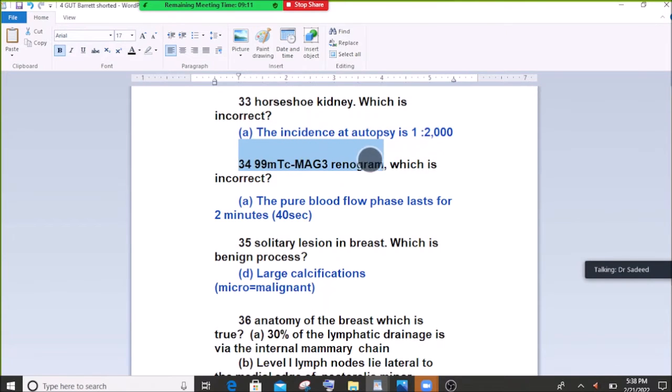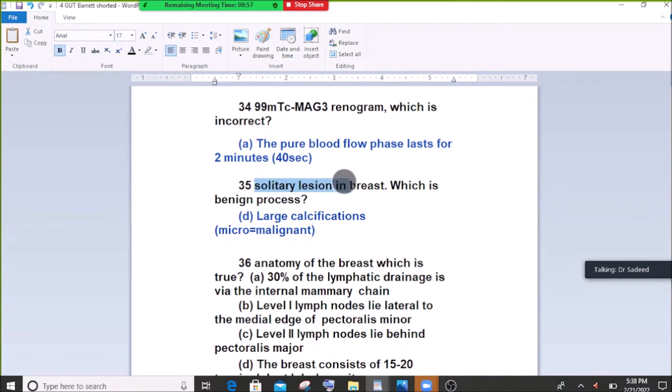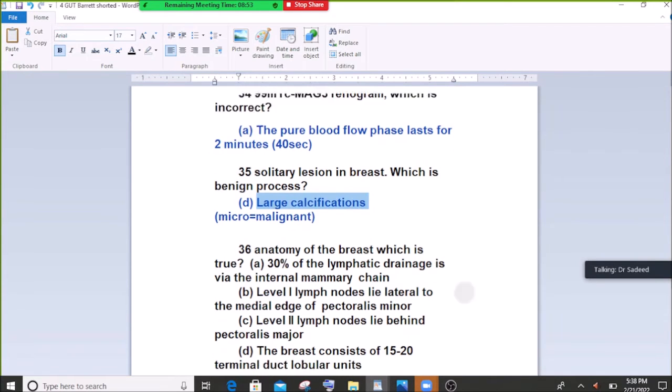Question 34, which is incorrect? The pure blood flow phase lasts for 2 minutes. It lasts for 40 seconds. The blood flow phase lasts for 40 seconds, not 2 minutes. Question 35, solid lesion in breast, which is a benign process? Large calcification. Microcalcification is malignant, large calcification is benign.